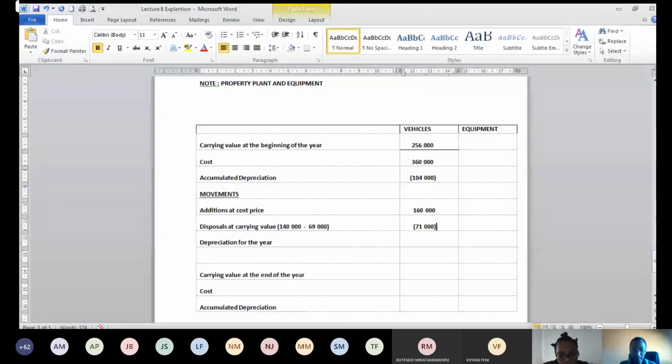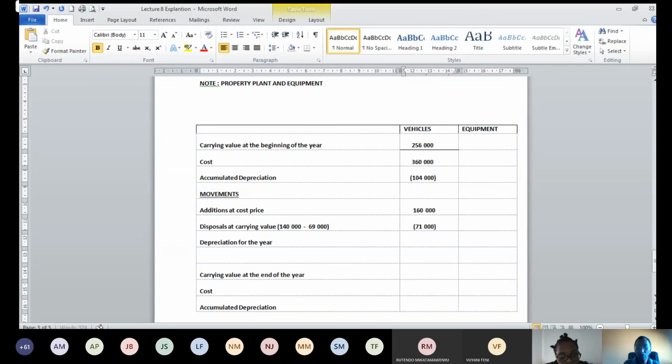Okay, guys, the same explanation that I had earlier to that one student that wanted to know where the 71,000 Rand was coming from. That was our disposal. We sold an asset, and the carrying value of that asset was 71,000 Rand.